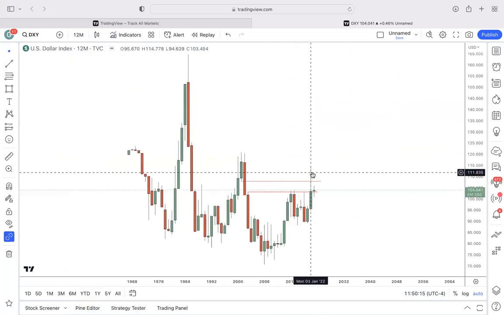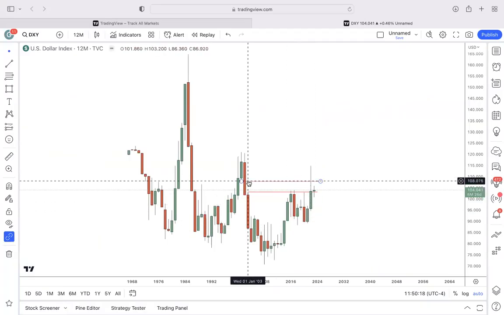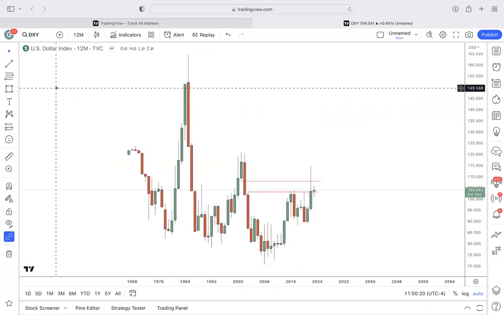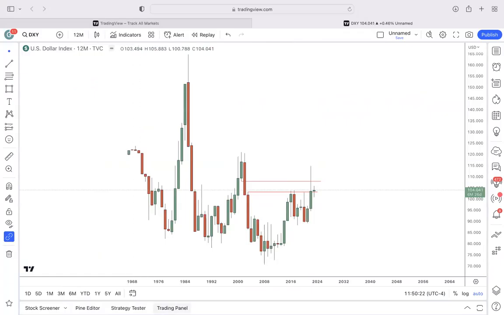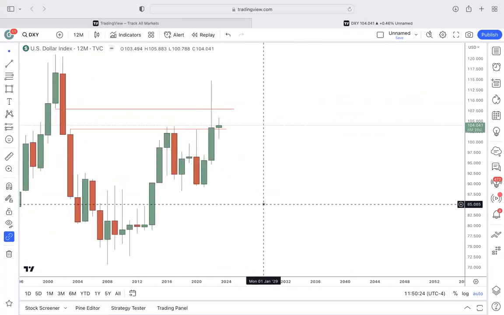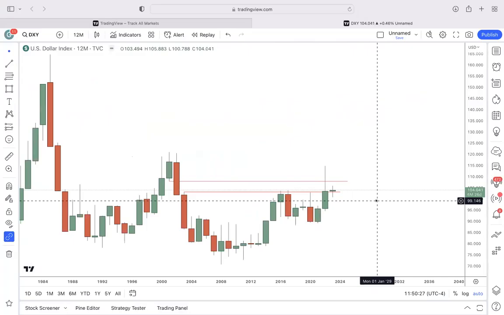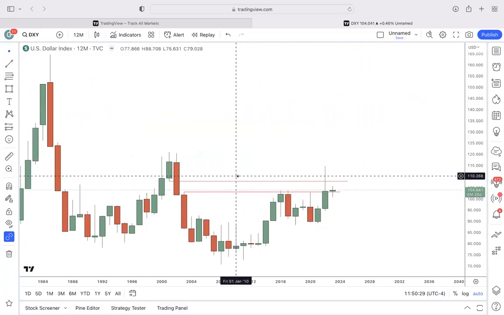But this is how ICT called the bullish dollar right here. He's not going to tell you that. He didn't tell anyone to look at the 12-month chart. He told nobody. I pulled it up one day. It was a couple months back, and I just discovered it.